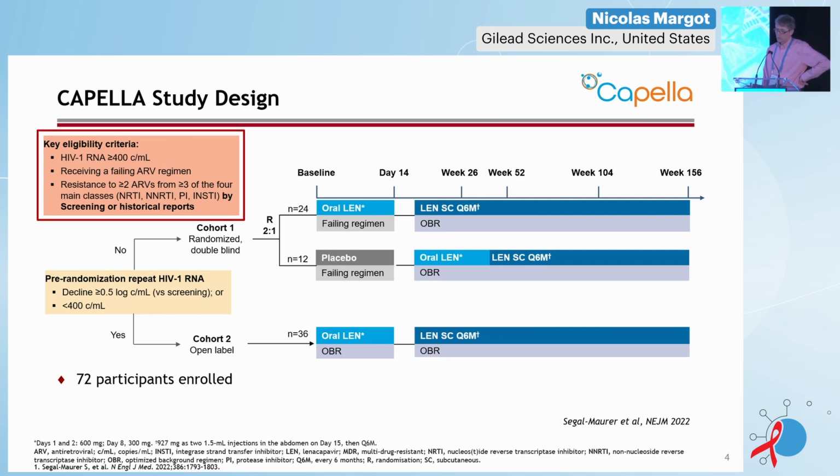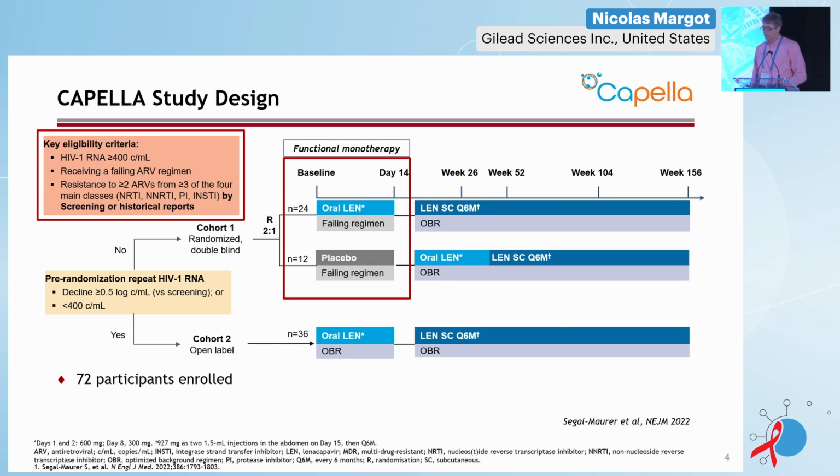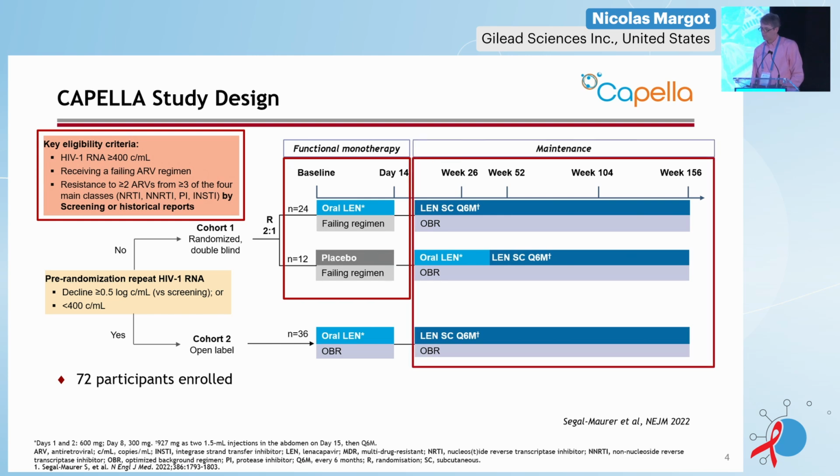The patients who were enrolled were in a situation of treatment failure, and they had resistance to at least 2 agents from 3 or more of the 4 main classes of drugs, and that was assessed by screening tests as well as historical reports in some cases. The study included a 14-day Len functional monotherapy period, which was followed by a maintenance period that lasted up to 156 weeks for now, where participants received Lenacapavir subcutaneously every 6 months.